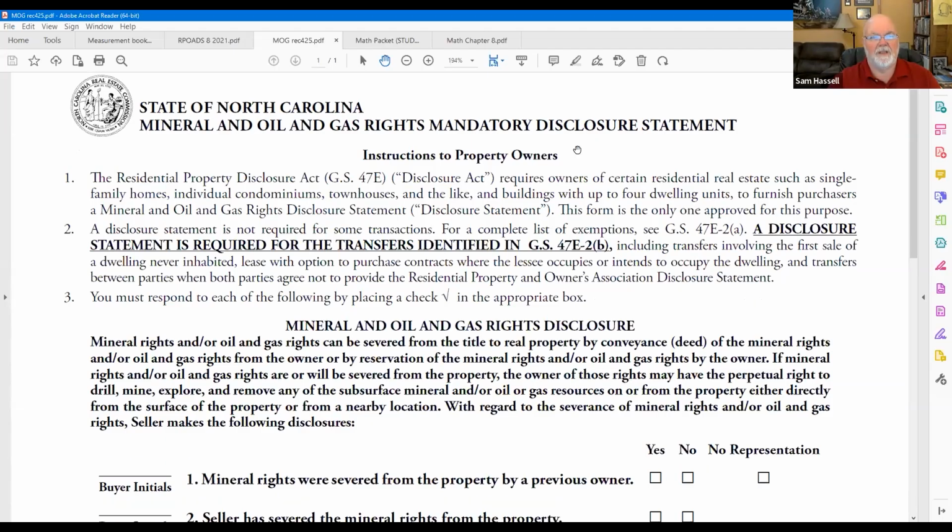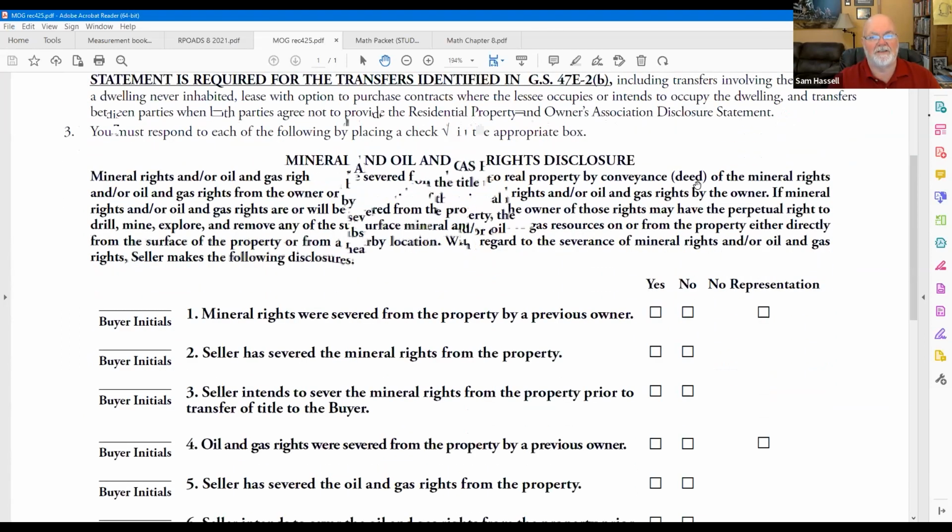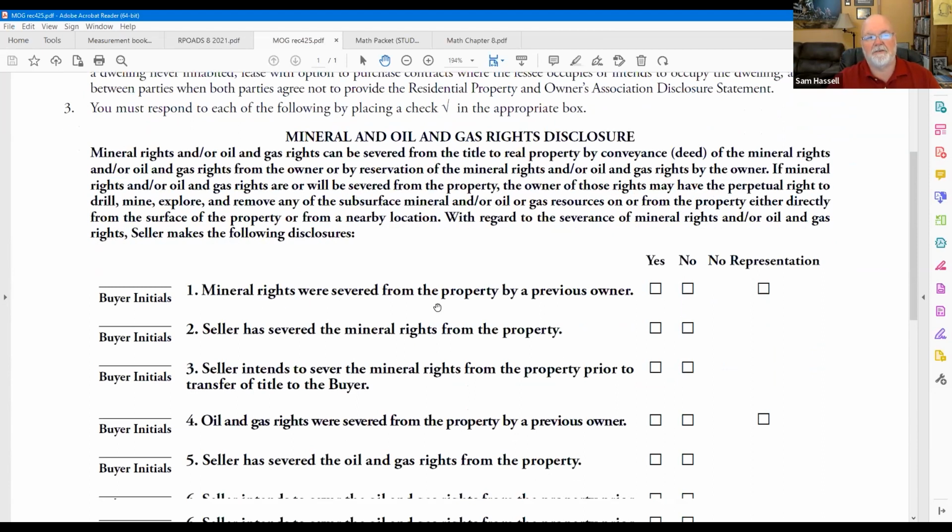Now, we have what's called a mineral oil and gas form, much like a residential property disclosure form. So let me show you what it looks like, okay? And this is our mineral oil and gas rights form. And again, it's going to ask if we still have the mineral oil and gas rights. Now, you notice the first question: mineral rights were severed from the property by a previous owner. You may not know that, or you may not want to disclose that, okay? So yes, no, or no representation, you can say that.